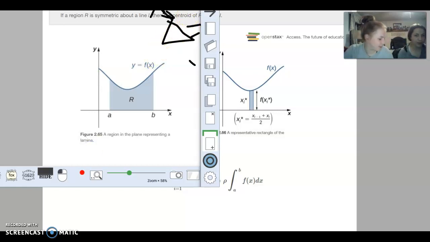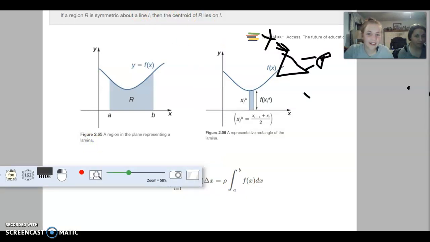So if a region R is symmetric about a line l, then the centroid of R lies on l. So R is laying on l. Wait, how do we get this out? So l is underneath R. And we need to pick up R to find l, but I'm not sure how to do that. I don't think it moves.